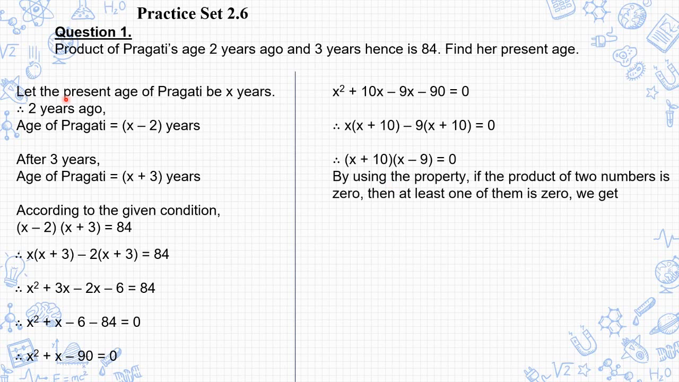So by using the property, if the product of two numbers is 0, then at least one of them should be 0. So we can say either x plus 10 is equal to 0 or x minus 9 equal to 0. So in the first case, if we take 10 on the other side, we will have x is minus 10. And in the second case, if you take minus 9 on the other side, you will have x as 9.